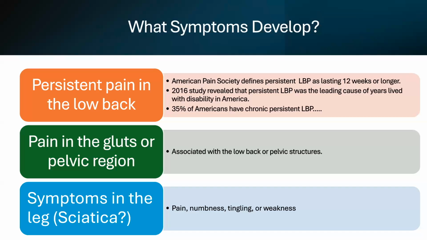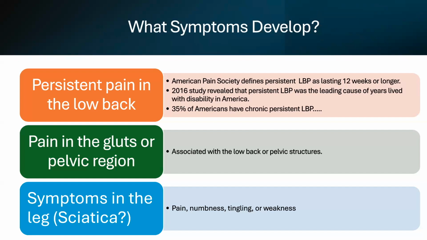So what symptoms develop? Obviously, low back pain itself, persistent low back pain. The American Pain Society defines persistent low back pain as lasting 12 weeks or longer. A 2016 study revealed that persistent low back pain was the leading cause of years lived with disability in America. That's a pretty profound statement. So bottom line, this is very common.